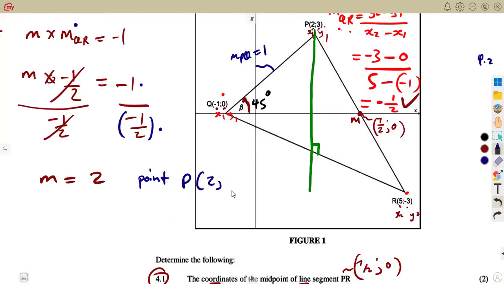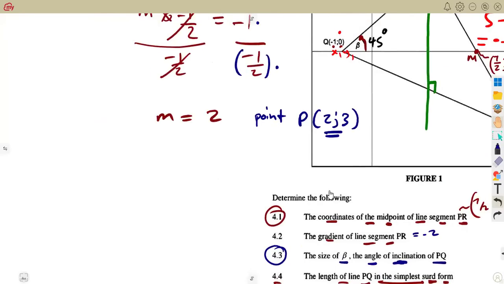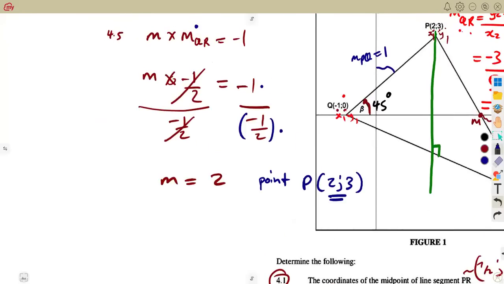2, 3. This is enough for us to have what? Equation of a line. The gradient and a point. This is enough, guys, for us to determine the equation of a line, since we understand that the equation of a line is given in the form of y is equal to mx plus c, where m is the gradient, and we have it as 2 for this line, plus c.